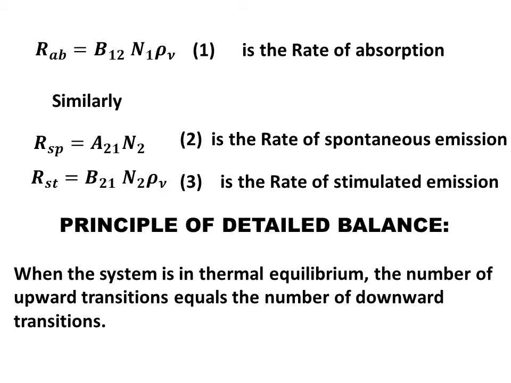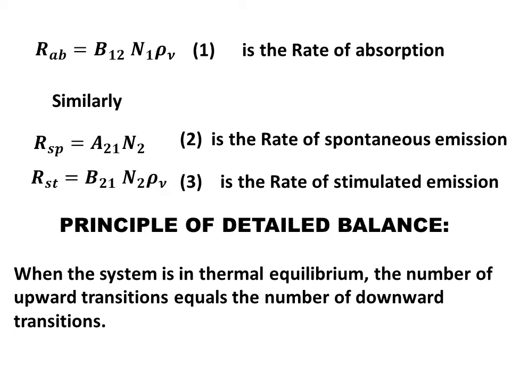And the last one is stimulated emission. It is written similar to equation 1, but the only thing is that it is a transition from 2 to 1, so it depends on the population in level 2. So R_ST is equal to B21 N2 rho. These are the three equations with which we will start to develop the laser theory.